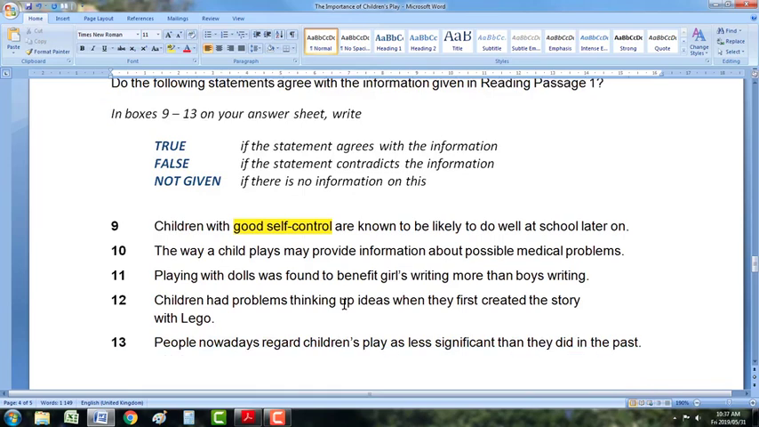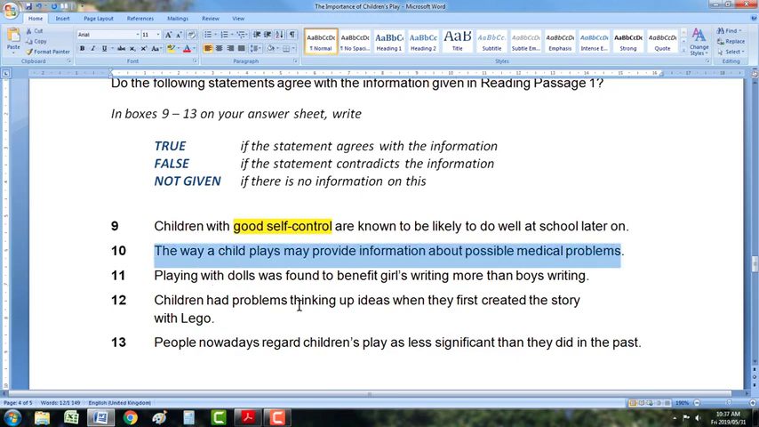Alright, so let's move on to the true, false, not given. Now, the first thing you're going to do is find some good scanning words and see where everything is. You'll see this is a very important step, especially with this one, because there's a few distractors around here that I saw. Anyway, we found good self-control. What would you highlight in each one of these? See if you can go through them and choose your keywords.